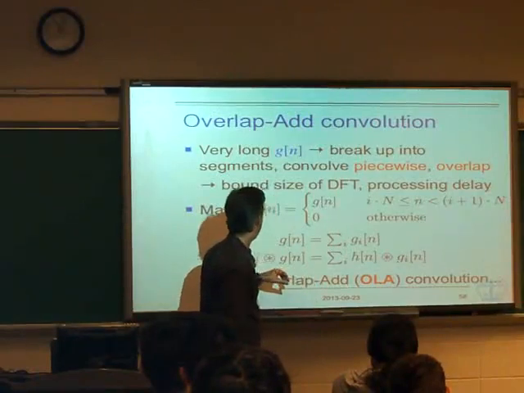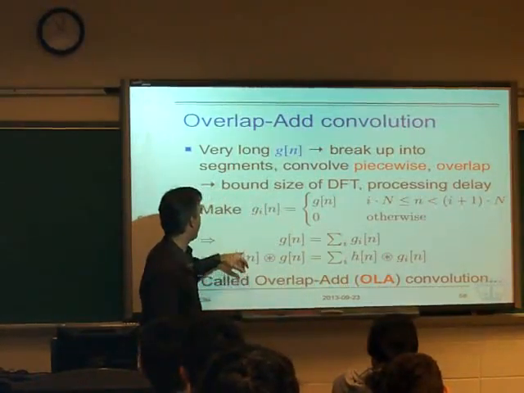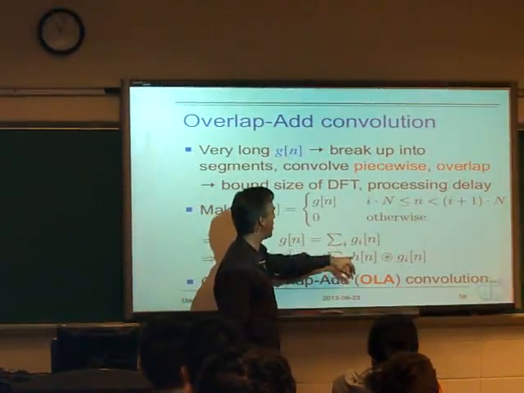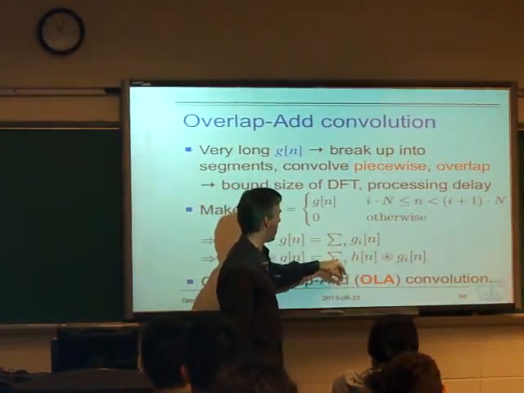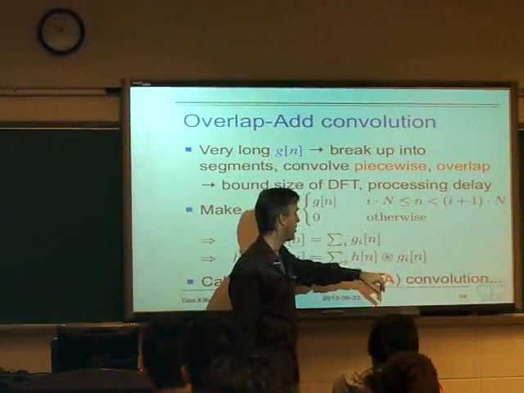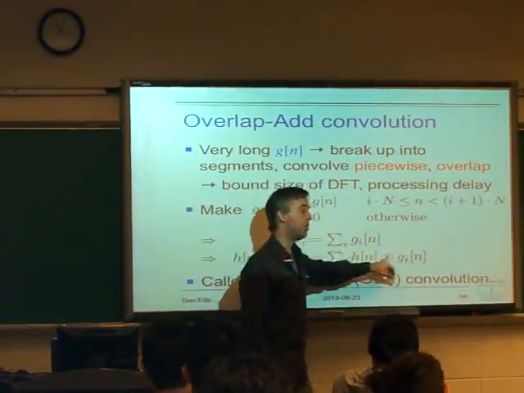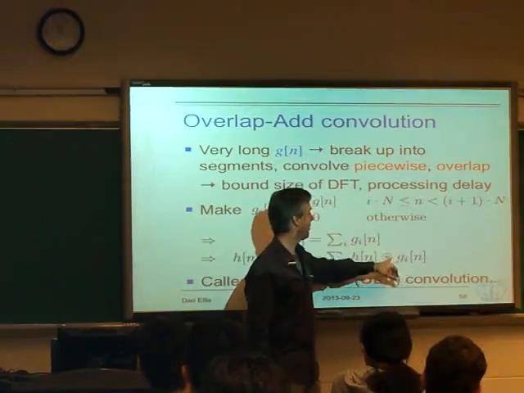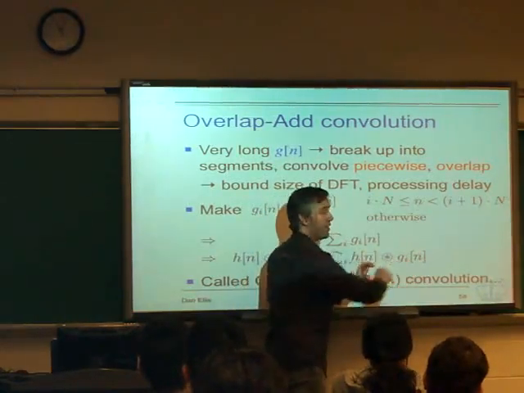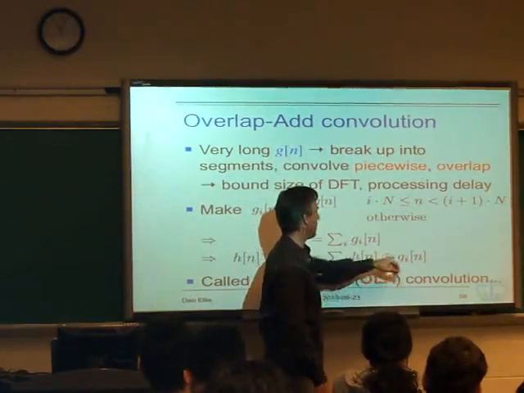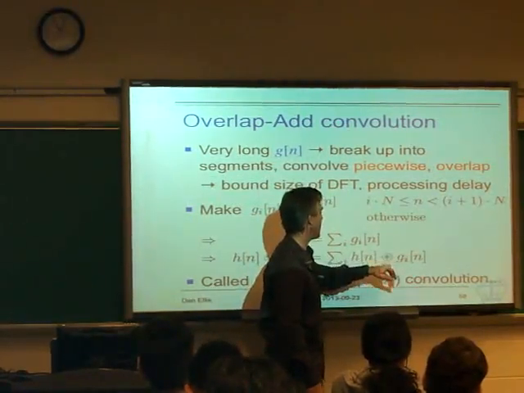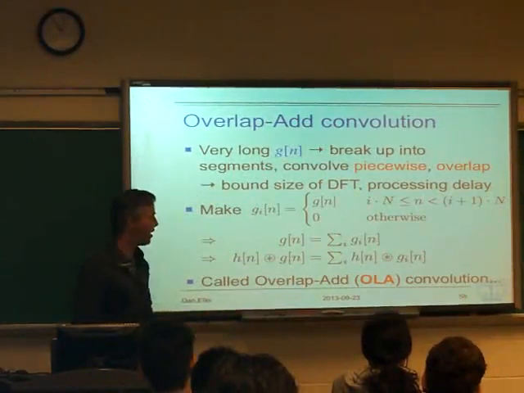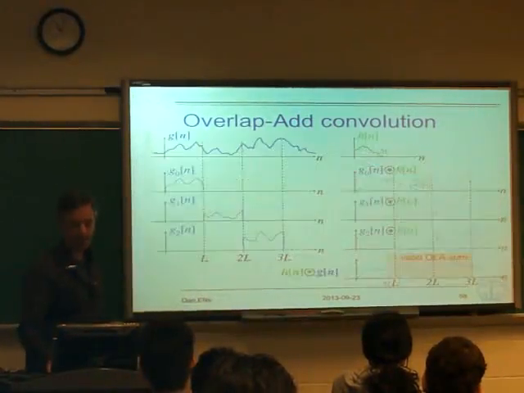And then by bilinearity, h of n convolved with g of n is just h of n convolved with the sum of these things, which is the sum of h of n convolved with each of these things individually. Now, these things may overlap, because the h of n will spread out this g of n, will blur it out, so there'll be some regions where they are both non-zero, but we can handle that. And so this approach is called overlap add processing, overlap add convolution.